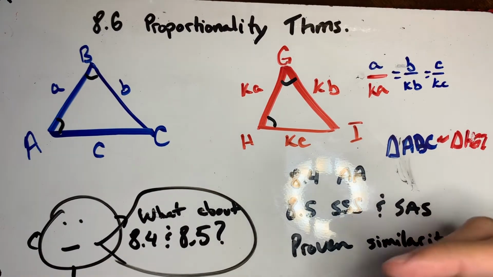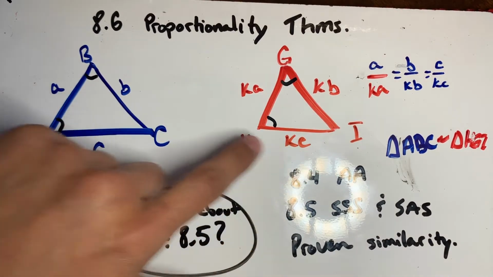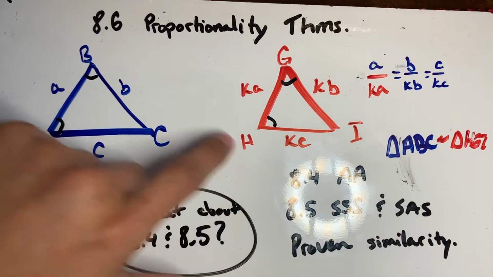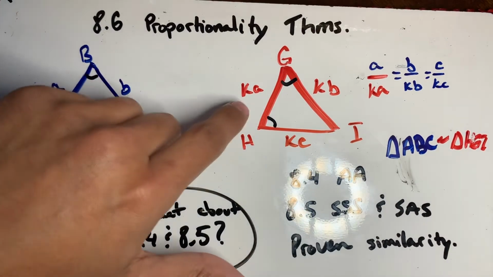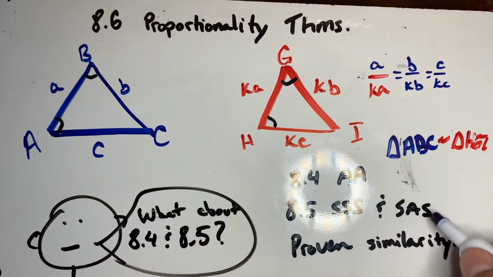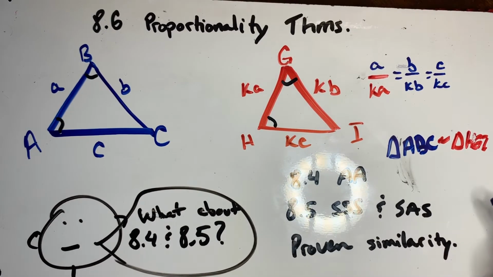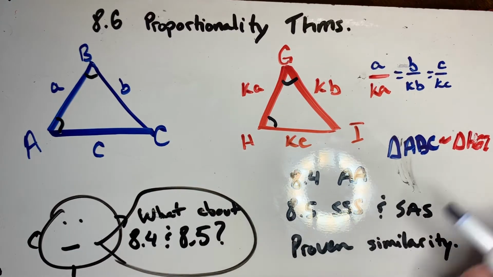So they're just proofs. Side-angle-side would have been if this side right here, so like C and then KC, and then A is congruent to H, and A is proportional to KA, then that would have been side-angle-side. So they're just proofs. They can be kind of rough, but it's way harder online. So we're not gonna do them, but that's just the gist of it.